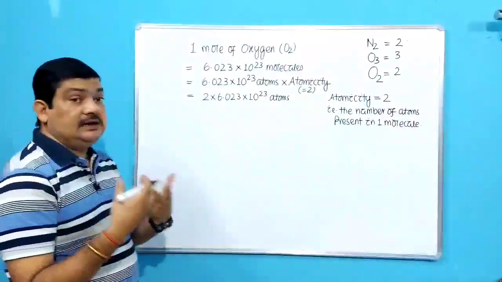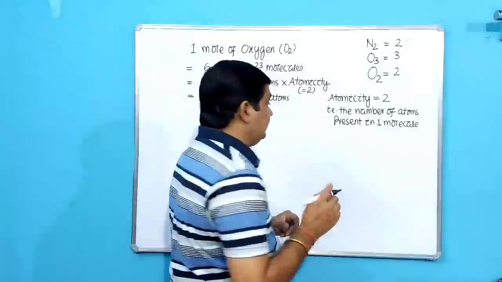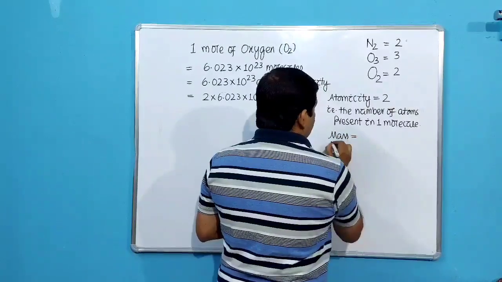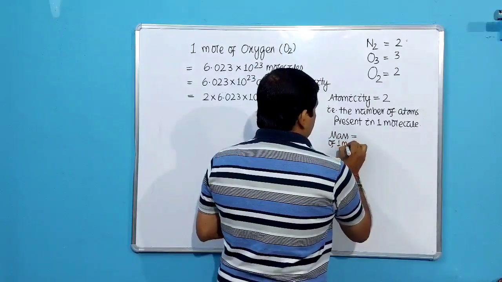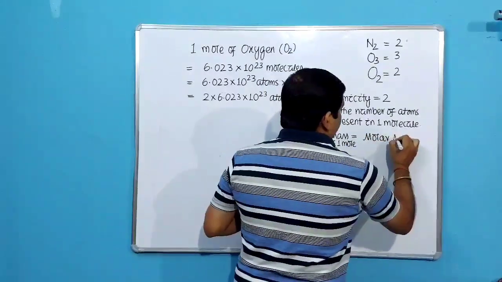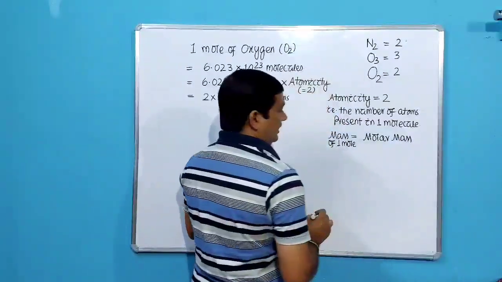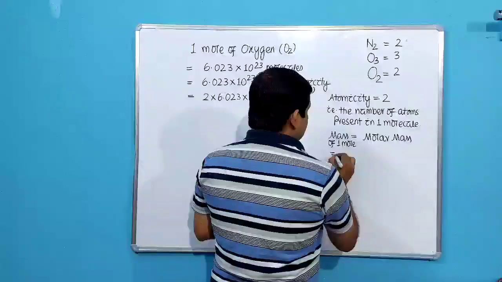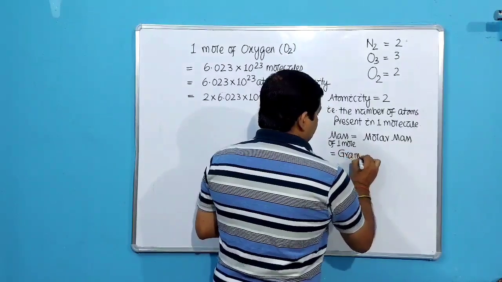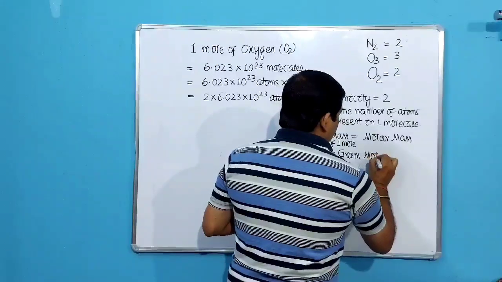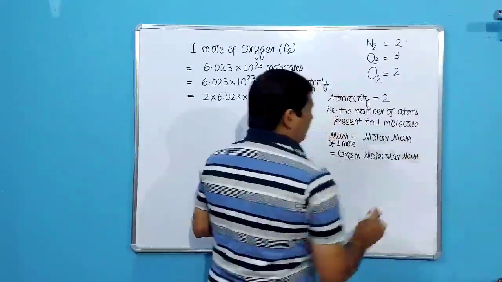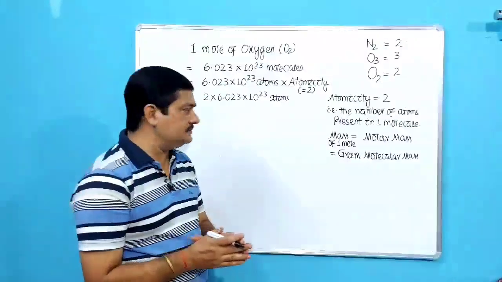Then next, I told you it has a fixed mass. What is the mass of 1 mole? The mass of 1 mole of any substance is called molar mass. It is equal to the gram molecular mass. They are different from each other, which I told you in the last class. What is gram molecular mass? It is the molecular mass expressed in grams.